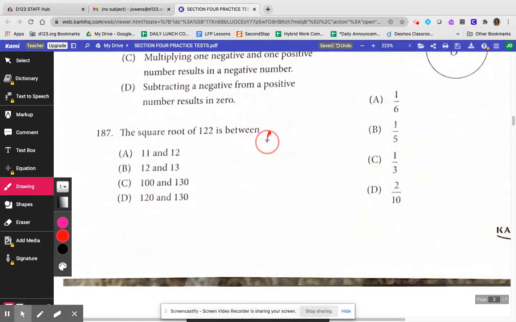10 squared is 100. 11 squared is 121. 12 squared is 144. And 13 squared is 169. So if I want to find the square root of 122, that would fit here between 11 and 12.